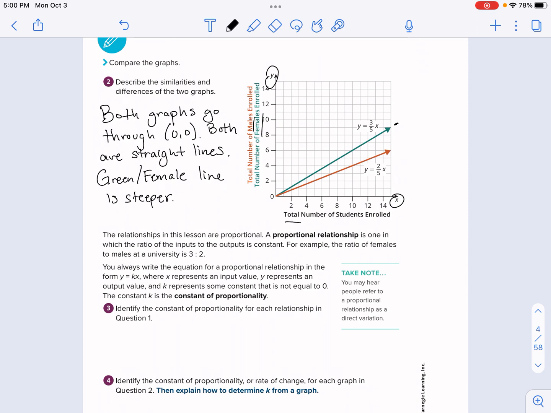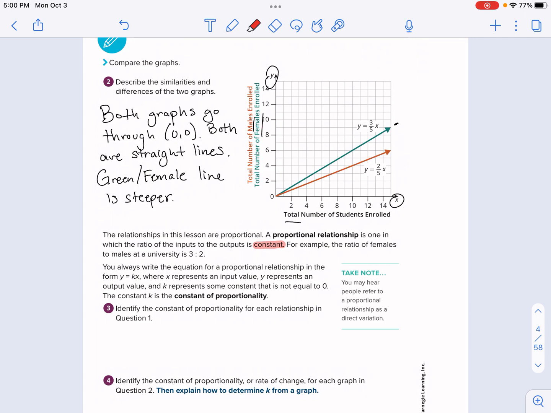Anyways, so let's get to some key vocabulary terms we're going to be highlighting here. It says the relationships in the lesson are what we call proportional. So proportional is a key vocabulary term. It says a proportional relationship is one in which the ratio of the inputs to the outputs is constant. So constant meaning that it'll never change, it's not variable.